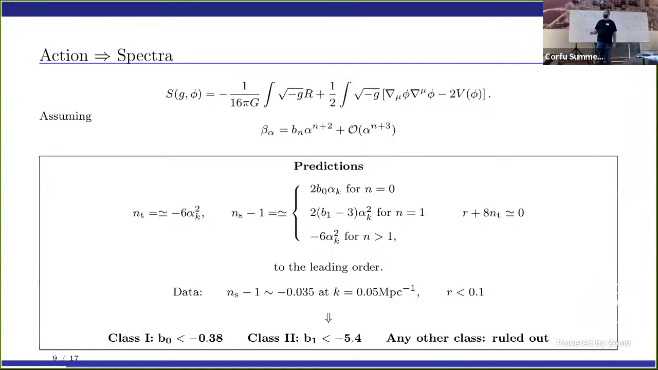And you will also find this relation that usually holds for single field inflation to the leading order. If you plug in the data, you will see that you will have some bounds for B0 in class 1, for B1 in class 2, and so these two numerical bounds, and then any other class is ruled out. So if anyone comes out with any weird potential that belongs to a class higher than 2, this is already ruled out, while any potential of class 1 or class 2 has to satisfy this bound, otherwise it is ruled out again.